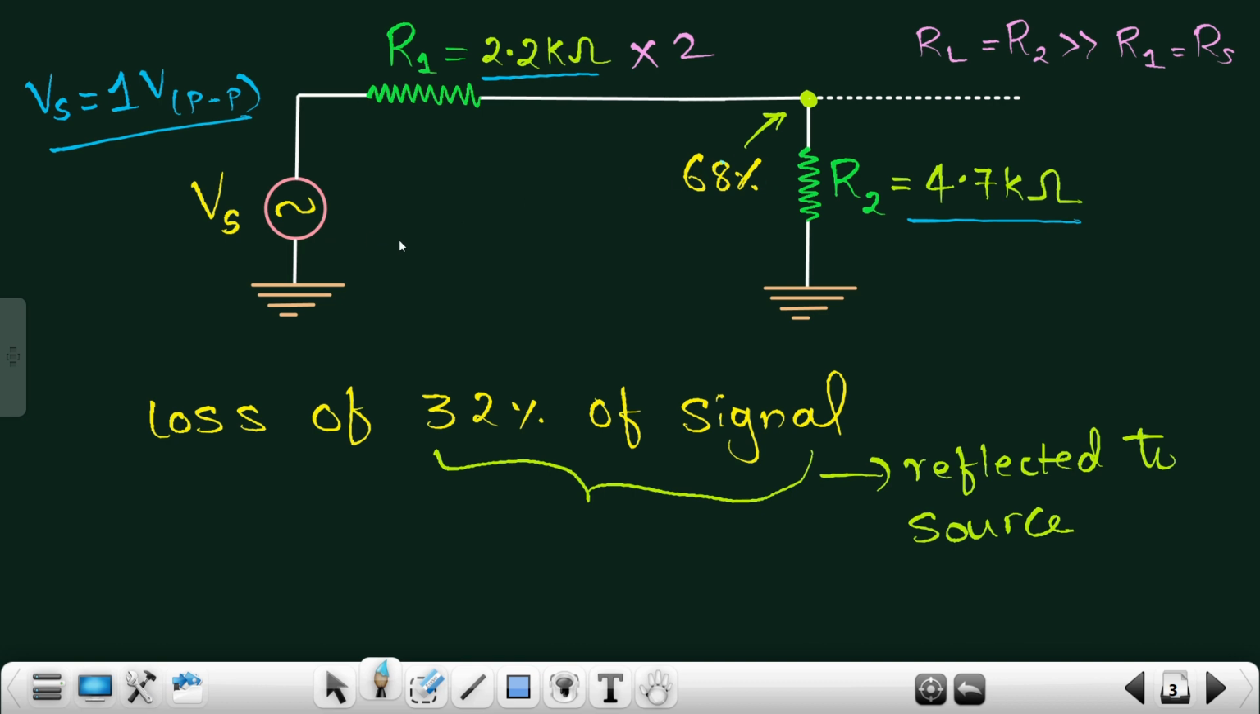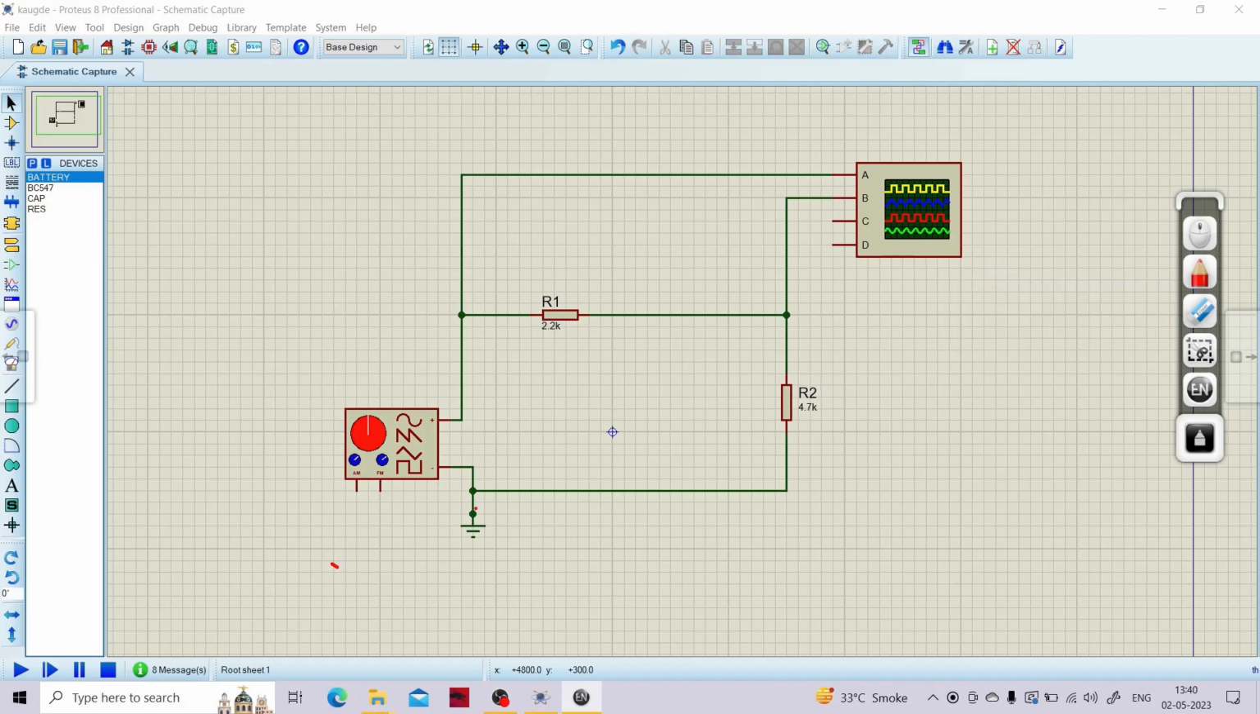Okay, great. So this is my Vs, this is my R1, that is 2.2 kilo ohm, and this is my R2, that is 4.7 kilo ohm. I hope everything is visible to you all. Let me erase all of the things now. Now I'll run this circuit, because I had already set this signal as around 1 volt peak to peak, and then we'll check what signal we are getting at this particular point.